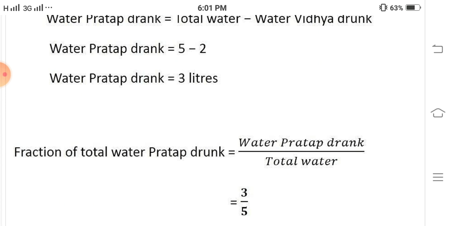Students, whenever we have to find the fraction, always in the numerator we put the value which is required and we divide with the total number of the things. So students, this was your last question of the exercise.